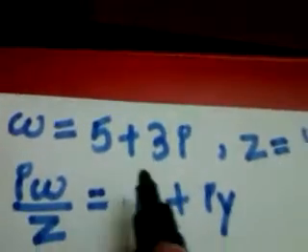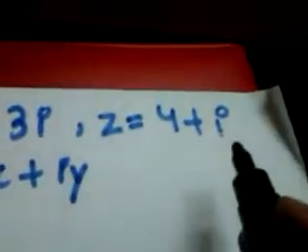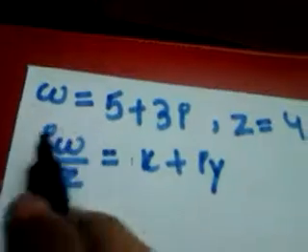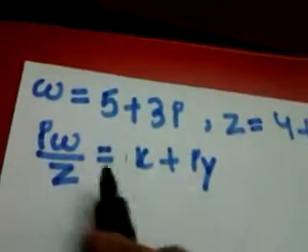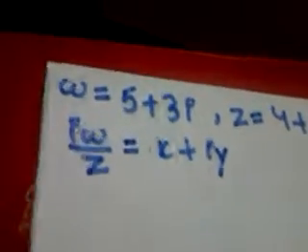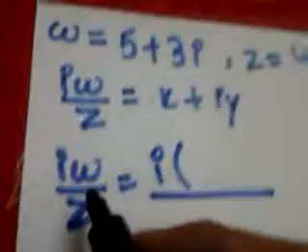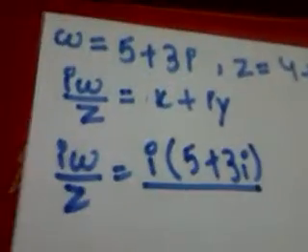It's given that w equals 5 plus 3i and z equals 4 plus i. We need to find iw by z and express it in the form of x plus iy. Let's begin. So what's w? 5 plus 3i. z is 4 plus i.